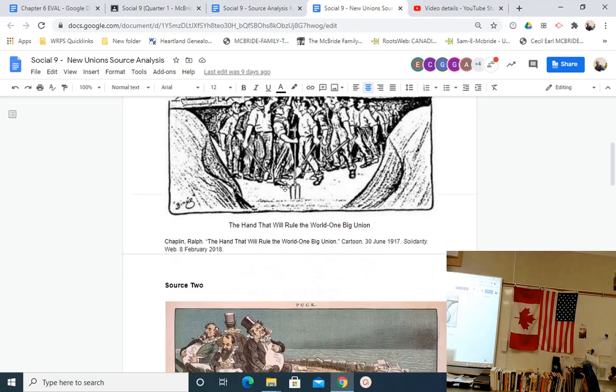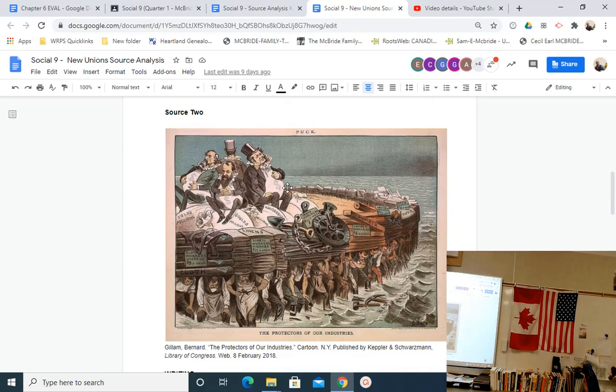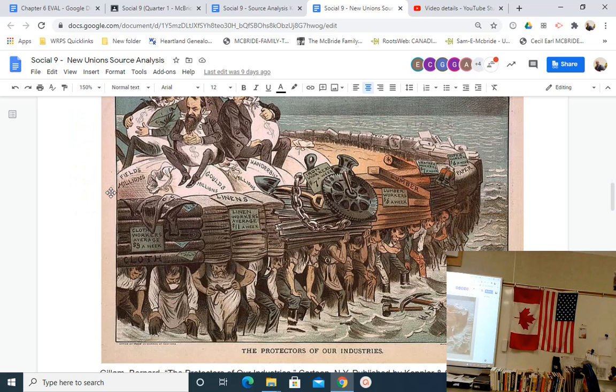In the bottom one, and I'm going to zoom in a little bit more here, a little bit more fine detail. In this bottom one, it says the protectors of our industries, and we have lots of workers holding up. And what are they holding up? They're holding up some very rich-looking people. And the people are so rich that the cartoonists put money signs on them so that we know that they're wealthy.